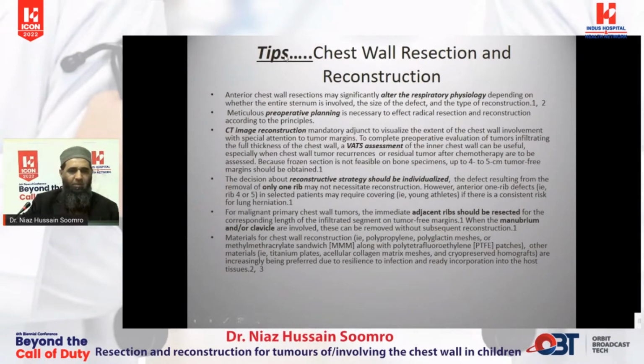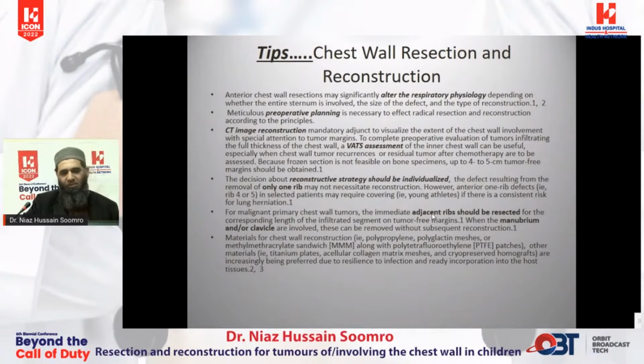The decision about the reconstructive surgery is individualized, because sometimes even in the case of one rib resection, although normally we don't need to reconstruct the chest wall in these patients, full thickness reconstruction is not required in every case. But sometimes when the patient is an athlete, there are chances of herniation through that defect, and they may need reconstruction.